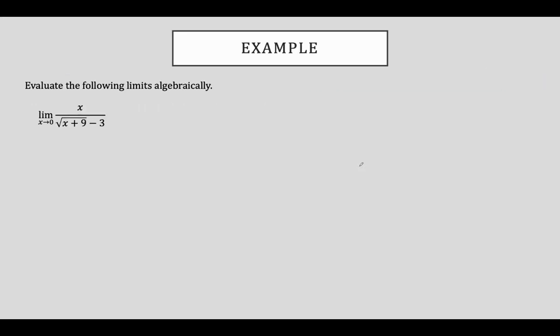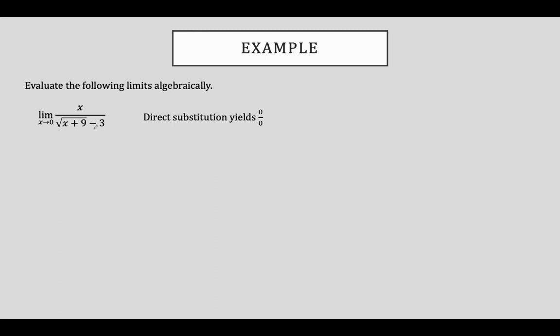Let's try a few more examples. The limit as x approaches 0 of x divided by the square root of x plus 9 minus 3. Again, we try our direct substitution first. Plug in 0 for x. Well, plugging in 0 for x gives us the indeterminate quotient, 0 divided by 0. We need to do something else.